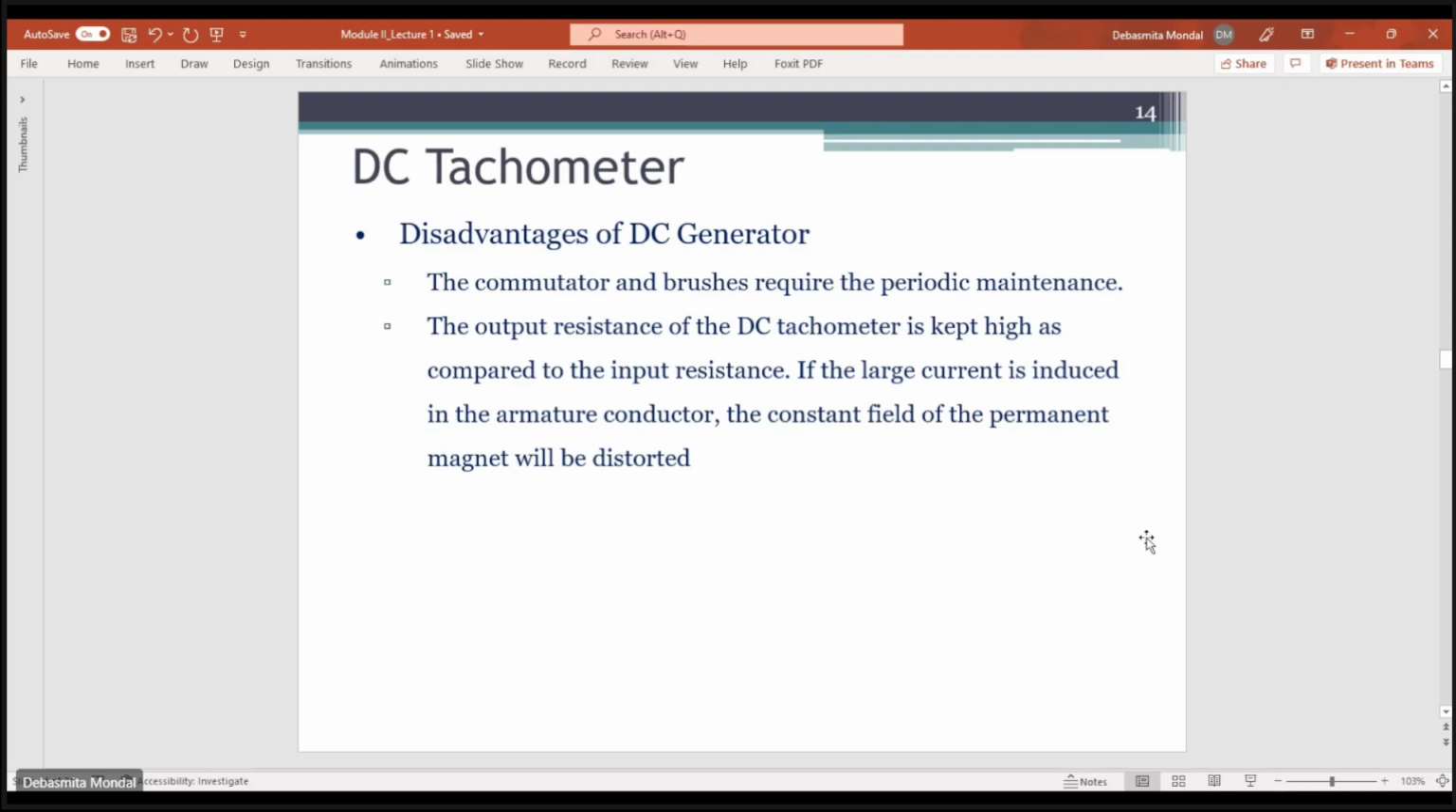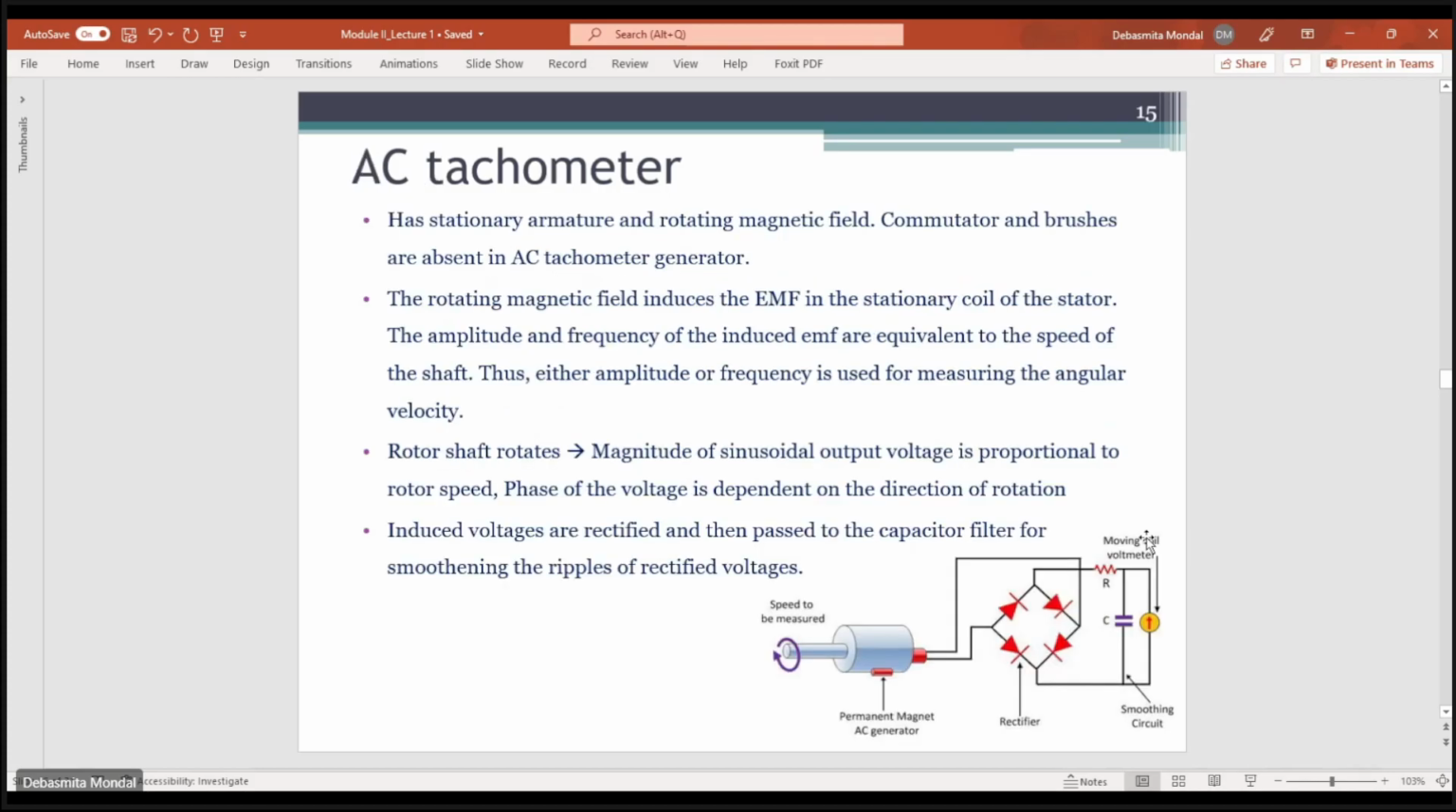And also the output resistance of the DC tachometer generator is usually kept very high as compared to the input resistance. So if there is some large current flowing in the armature conductor, then because of that large current, the constant magnetic field can be distorted. So these are certain disadvantages of DC tachometer, but these disadvantages can be overcome if you are using an AC tachometer.